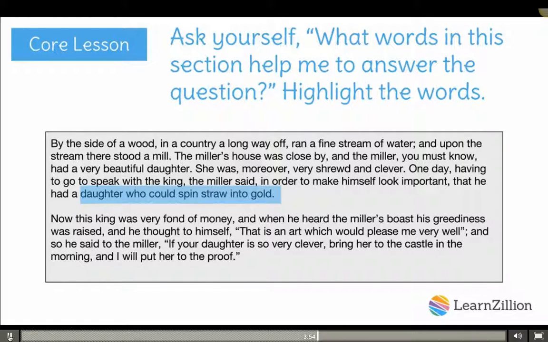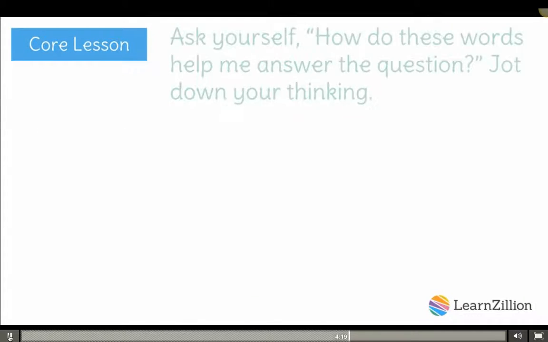I'll highlight that. In the next sentence, I see that the king was very fond of money. Fond means like, so I know that the king likes money. I'll highlight that too. The king also says that he will put her to the proof. That tells me he wants her to prove that she can spin the straw into gold. I'll highlight that part too.